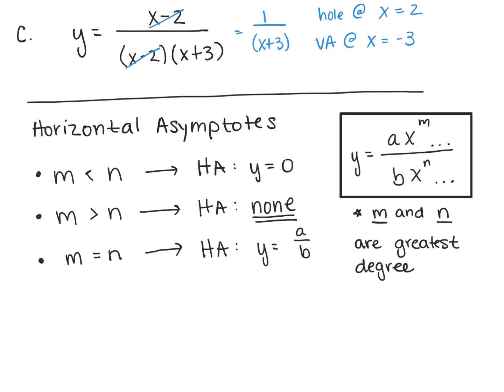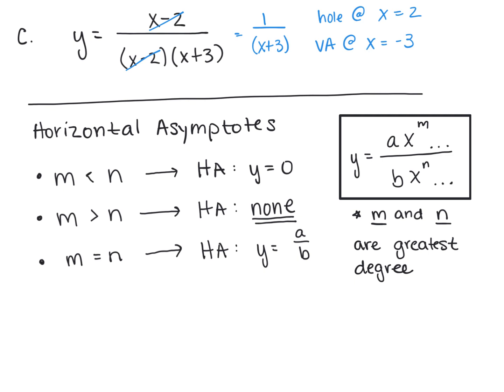When we discuss horizontal asymptotes, we want to look at the greatest degree on our numerator and denominator, and we'll compare those. And so here you'll see that we have x to the power of m, x to the power of n. Those are just representative of what numbers will be there.